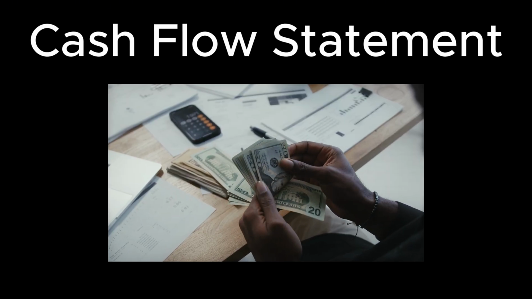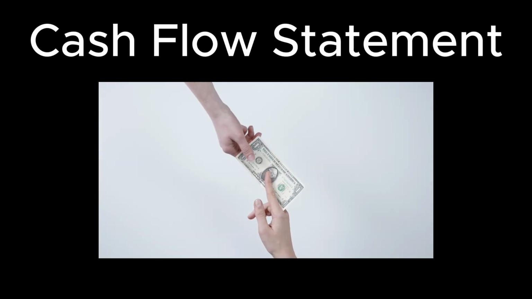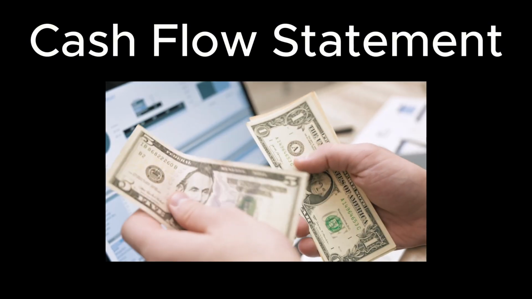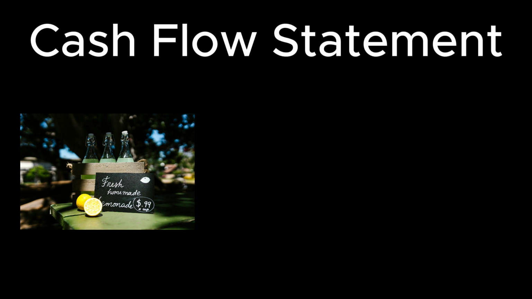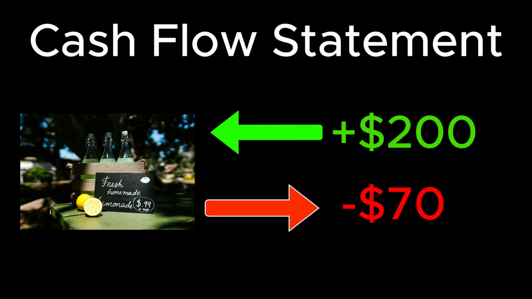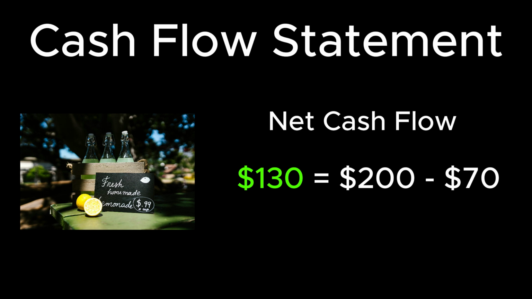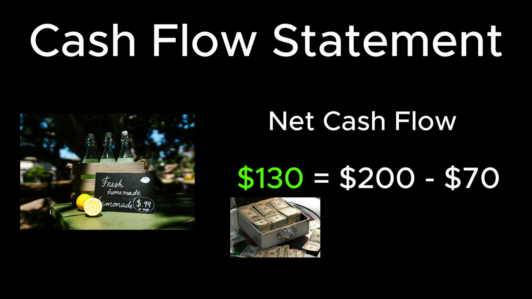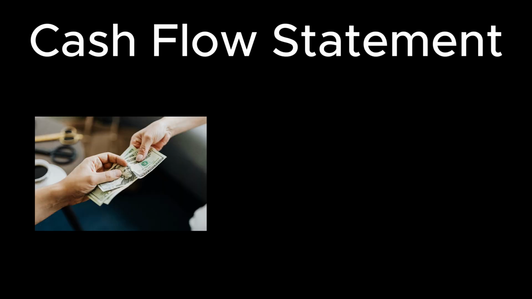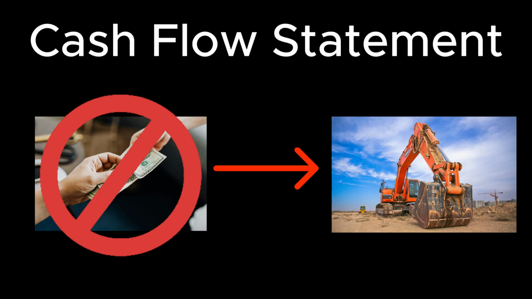Finally, we have the cash flow statement, which shows you where your cash is coming from and where it's going. This is different from the income statement because it focuses on actual cash movement, not just profit on paper. For our lemonade stand, cash coming in is $200 from lemonade sales, and cash going out is $70 for our supplies. Your net cash flow is $130, meaning you have $130 left in cash at the end of the week. The cash flow statement is super important because a business can look profitable on paper but still run out of cash. For example, if you don't collect payment for your sale, you could struggle to pay for supplies.